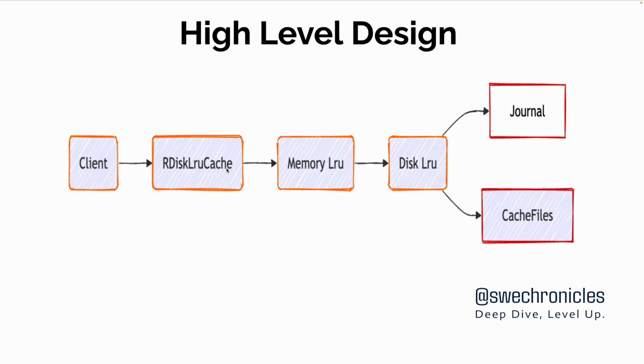Now let's start with the high-level design. Just generally speaking, we have a client, and the client is going to invoke the APIs that are offered by the DiskLRU cache. This is the central component that manages the overall cache. It acts as a gateway between the client and the underlying memory and disk-based caches. There are several other components in our DiskLRU cache.